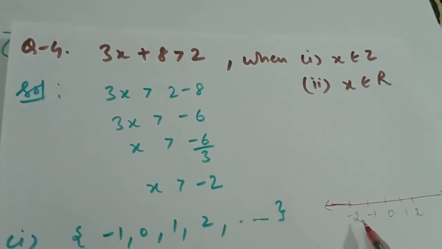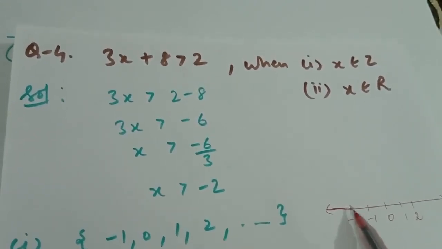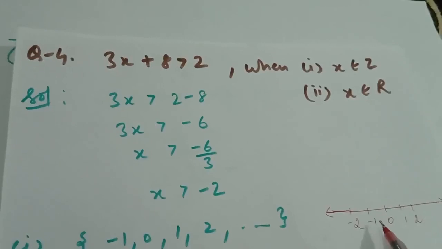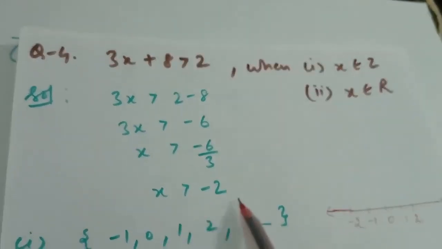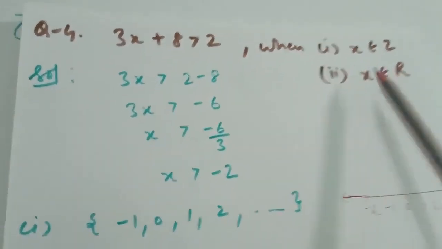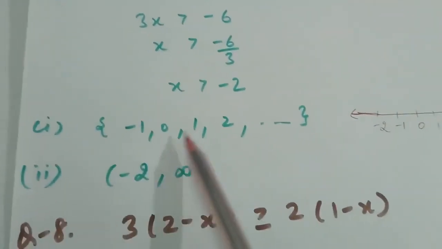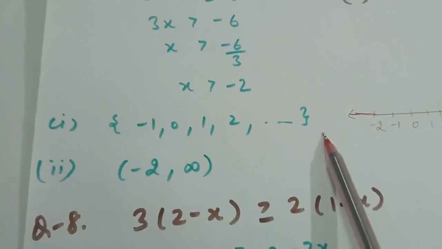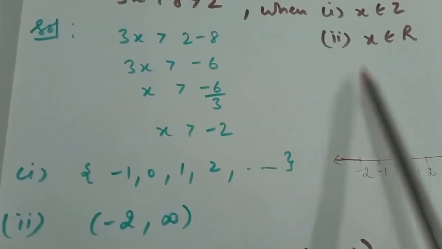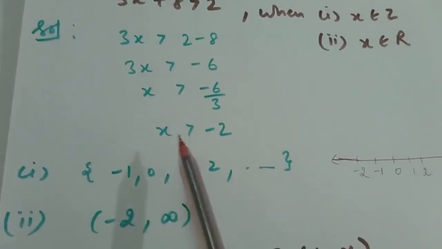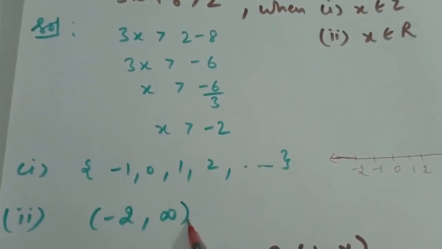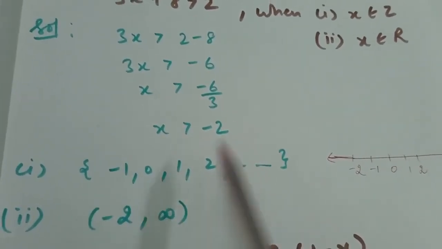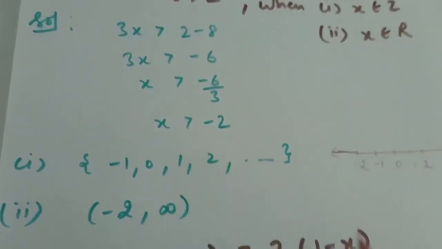As you can see, this is minus 2 here, so the integers greater than minus 2 are minus 1, 0, 1, 2, as minus 2 is not included. So the first solution, x belongs to integers, will be minus 1, 0, 1, 2 and so on, right? And for real numbers, x is greater than minus 2, so the interval will be minus 2 to infinity. Round brackets will come because equality is not there.